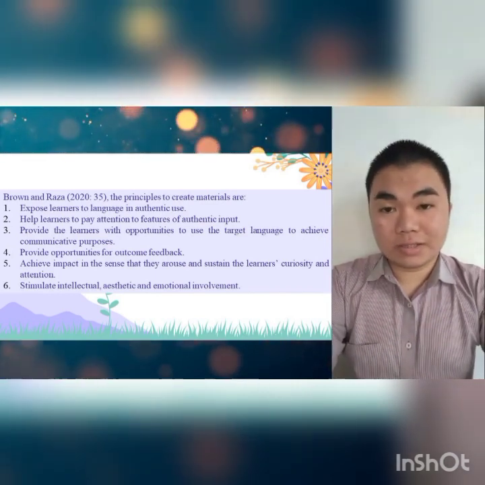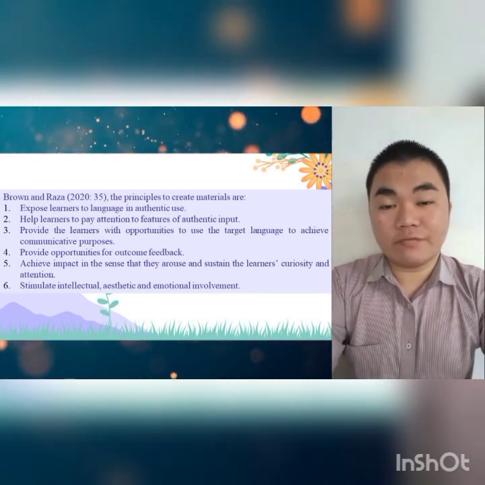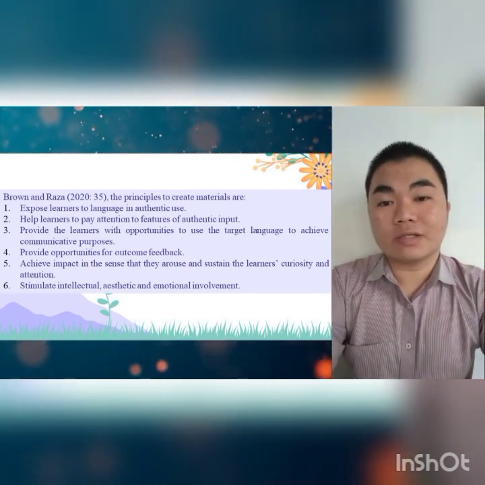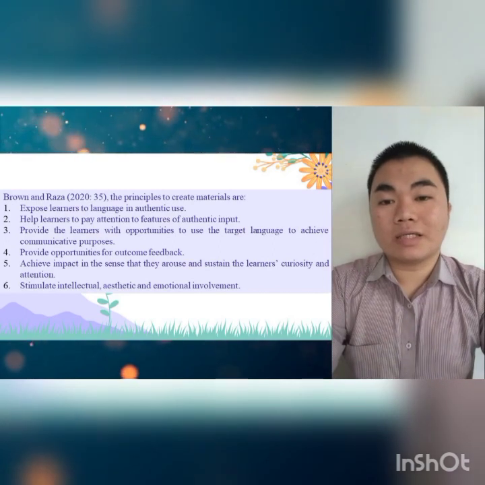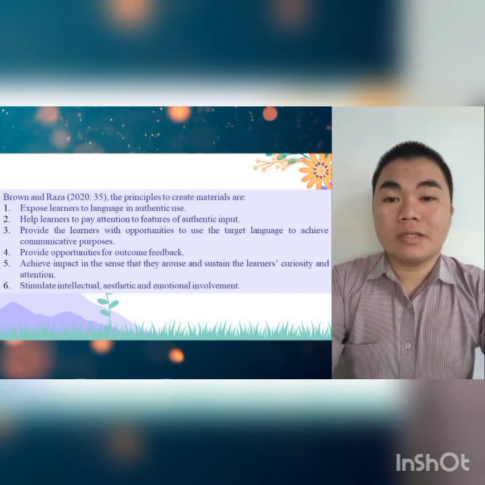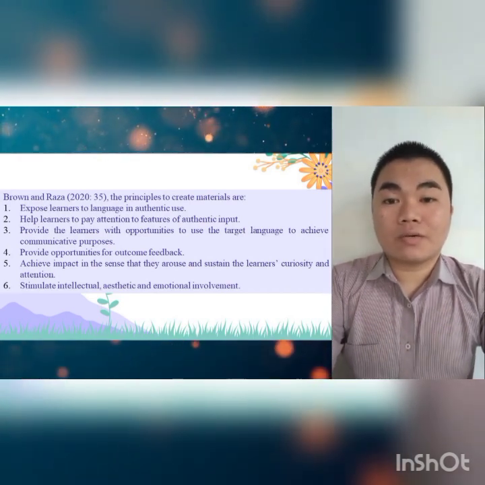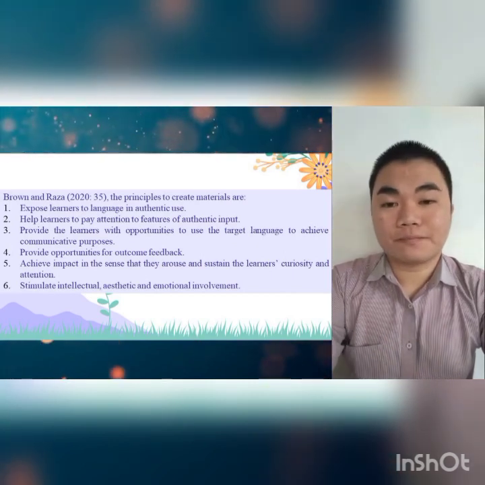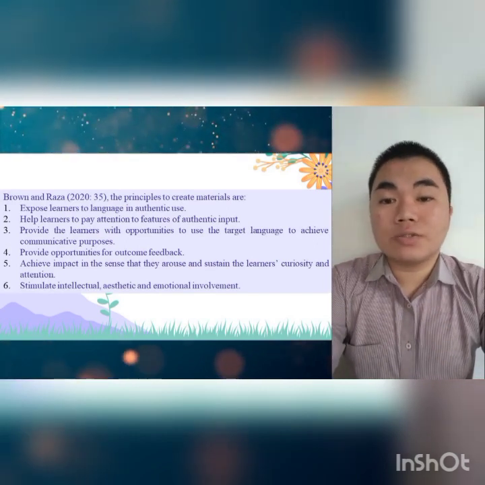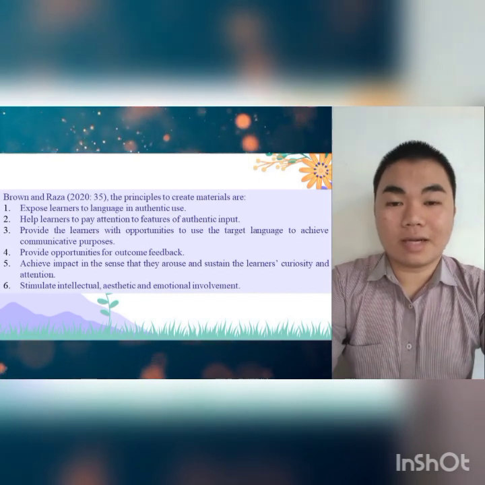And the last one is to stimulate intellectual, aesthetic, and emotional involvement. It means engaging learners on multiple levels, including intellectually, through analysis and problem solving; aesthetically, through creative expression; and emotionally, through personal connection and relevance. In intellectual involvement, it means encouraging learners to analyze and solve problems related to the target language.